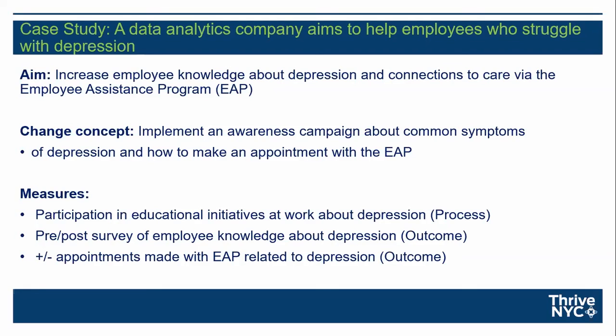They decided to look at participation in educational initiatives about depression, a pre-post survey of employee knowledge about depression, an outcome measure, and then appointments that are made with the EAP related to depression, again, another outcome measure, and looking at their change concept of implementing an awareness campaign about common symptoms of depression and how to make an appointment with the EAP. Also note that their measures include both process and outcome measures, which can be really great when you're trying a new program.